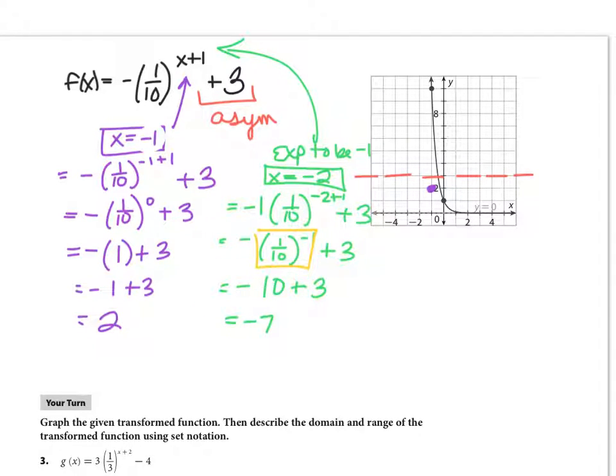And I don't even actually have that on my graph, so I'll just estimate that it will be somewhere down here. And then we're just going to connect, and it's going to get really small really quickly, but never cross that asymptote line. All right, let's look at one more.